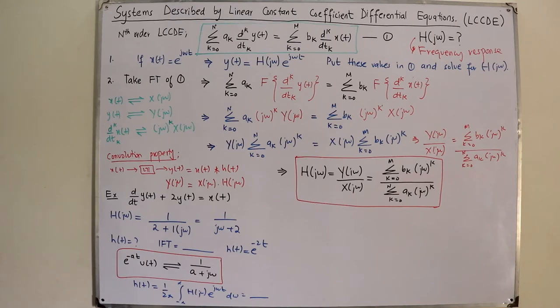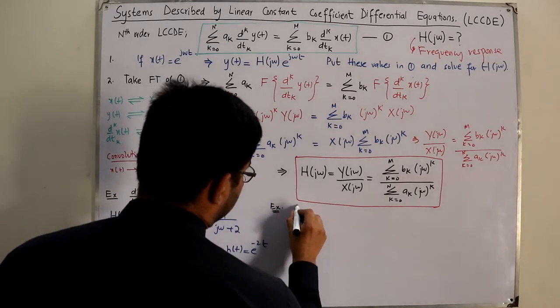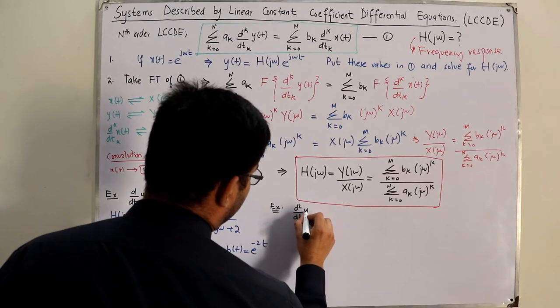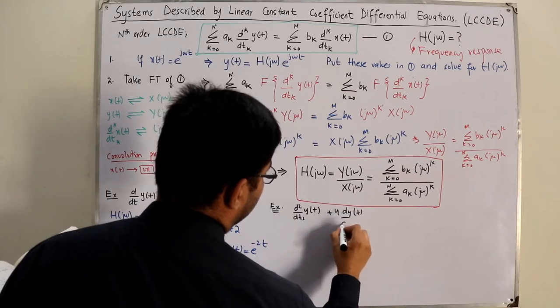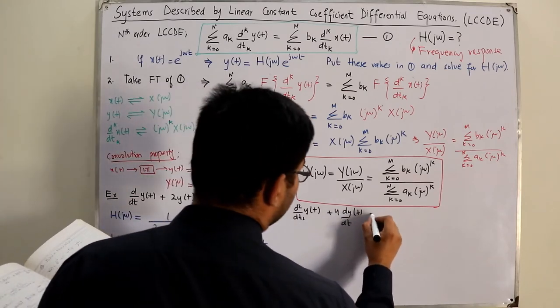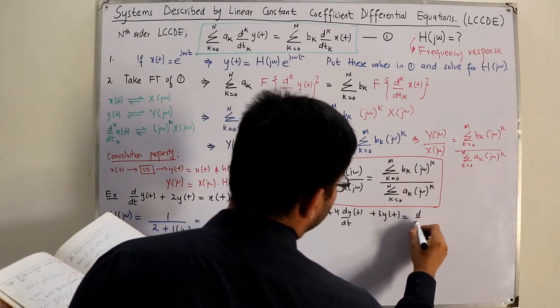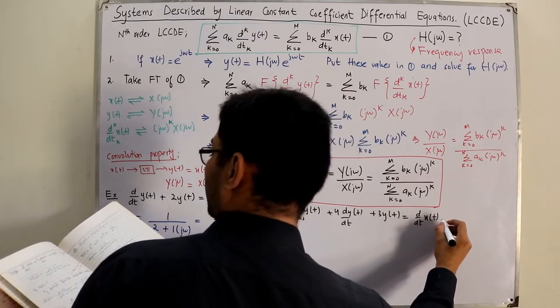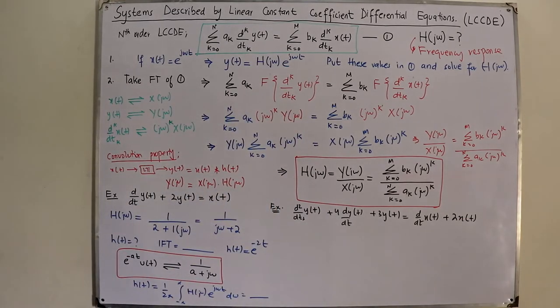The next example is, should I remove the board? No, let it be. The second derivative of y of t, let me take my copy. The next example states what? The second derivative of y of t plus 4 times the first derivative of y of t plus 3 times y of t. This is equal to the first derivative of x of t plus 2 times x of t. Again, h of j omega is unknown.